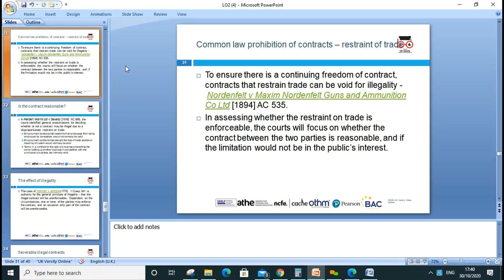Okay, common law also covers prohibition of contracts in restraint. It ensures that there is continuous freedom of contract. A contract is void if somebody is forced at gunpoint or something. Or sometimes people use power to force others to enter into the contract. That contract can be void as well. Any question on this?